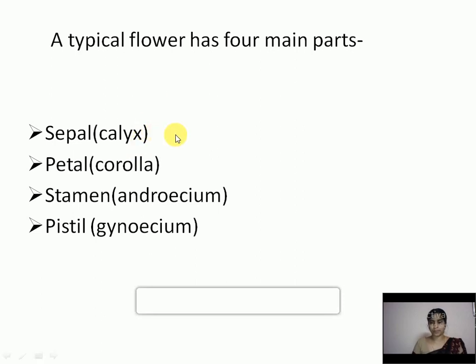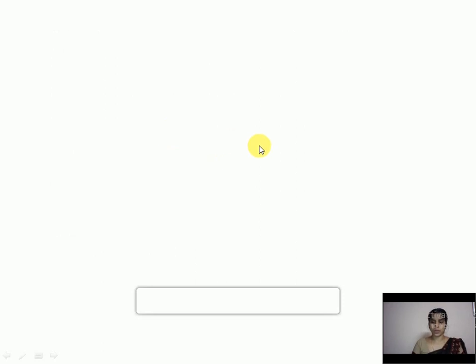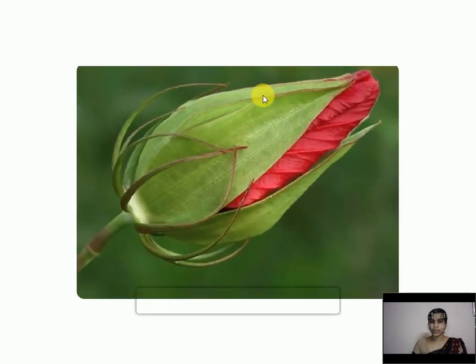The first one is sepal. Sepal is the green colored part of the flower. This green leaf-like structure is known as the sepal, and the collective term for the sepals is calyx. The function of the calyx is to protect the developing flower bud. And this thread-like structure is the epicalyx. This is the thalamus, this is the filament, and this is the pedicel.